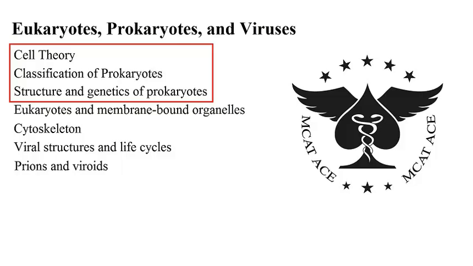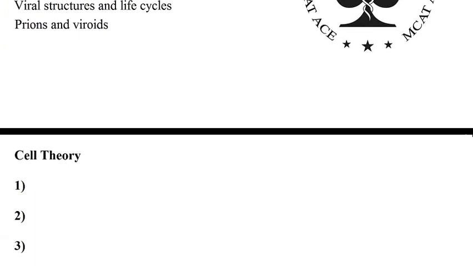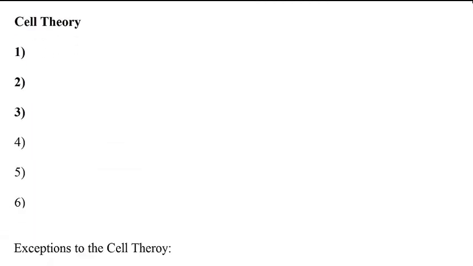And then in the second lecture, we will go over eukaryotic cells, describe the function of different organelles, cytoskeleton, and then finally go over the mechanism of replication of viruses, prions, and viroids, and then as always conclude our lecture with some practice questions. Alright, so starting with the first part of this lecture, let's start with the cell theory.